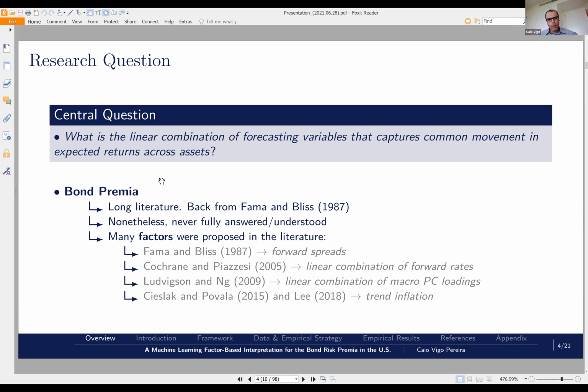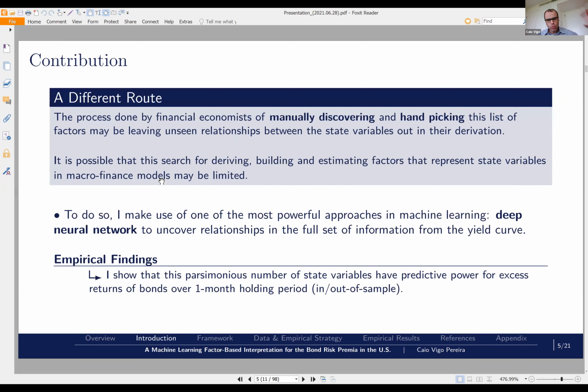The argument of the paper is that what we've been doing, financial economists, is trying to manually discover and handpick the list of factors that should be there. And the problem is they may be missing some relationship between what we call state variables in their derivation. What I claim is that the search of deriving, building, and estimating factors that represent state variables in macrofinance is limited because it's pretty much what we're trying to find.